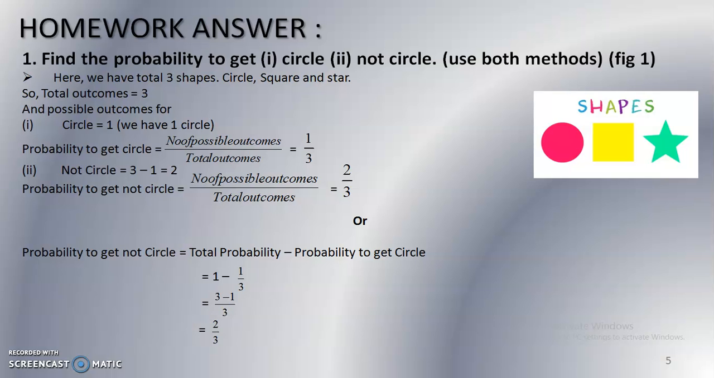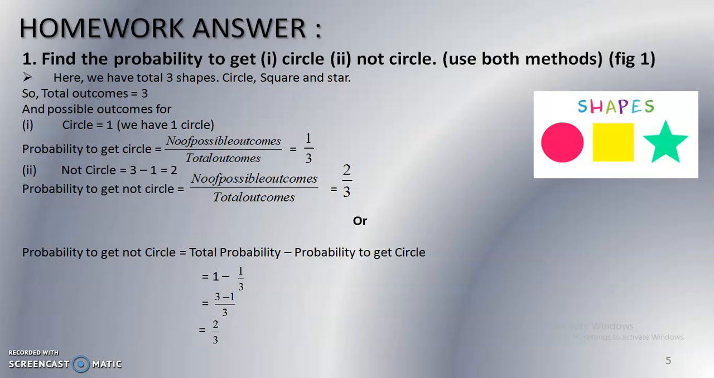Now for not circle. Not circle equals 3 minus 1, because there are total 3 shapes and 1 is circle. So 3 minus 1 equals 2. So probability equals number of possible outcomes divided by total outcomes equals 2 divided by 3. And another method: probability to get not circle equals total probability minus probability to get circle. So total probability is 1, and probability to get circle equals 1 upon 3, which we got, right?